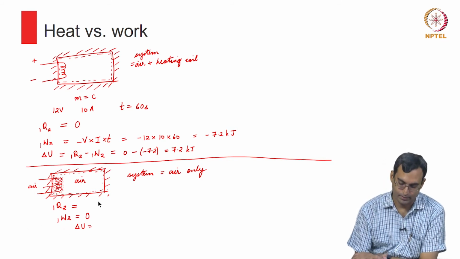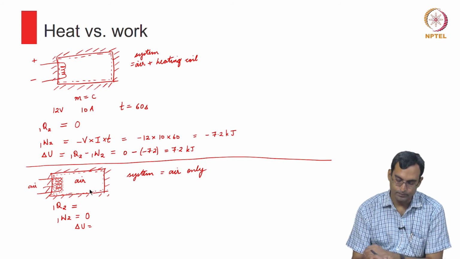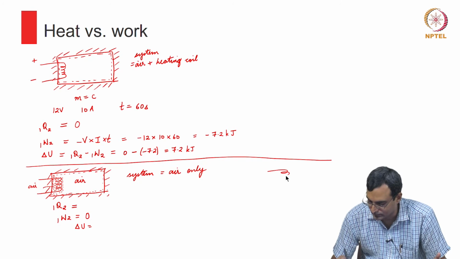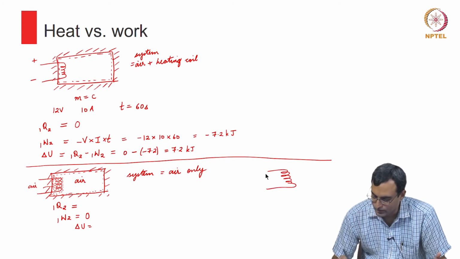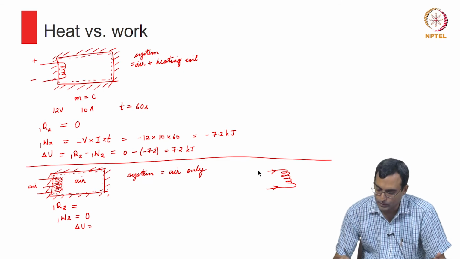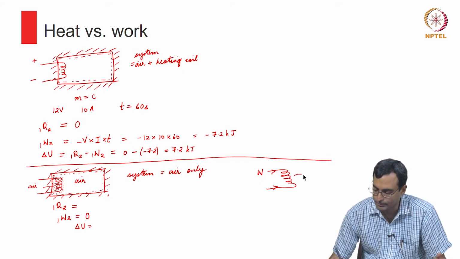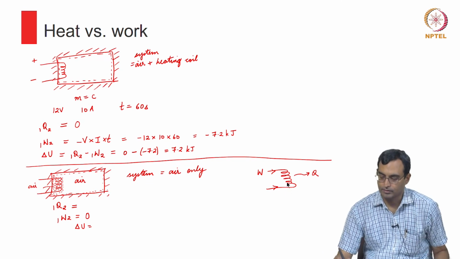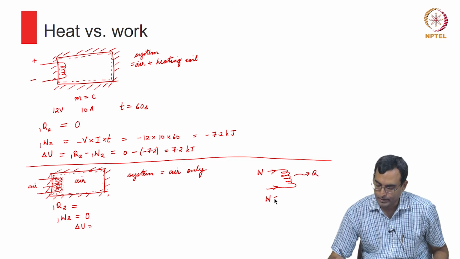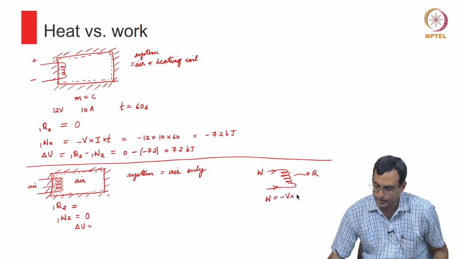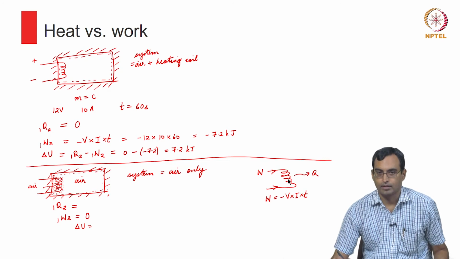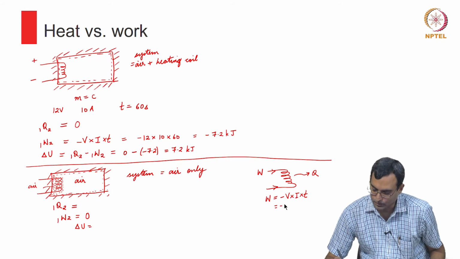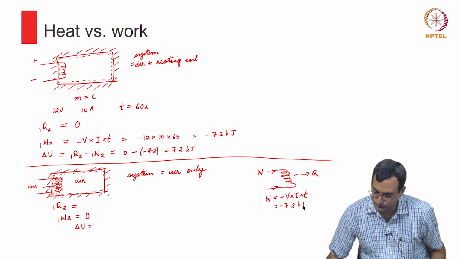So, assuming that everything is in steady state, the amount of heat transferred can be given as follows. If I now consider only the coil, for the coil, there is work being done on the coil, and there is heat being given out by the coil. So, the work interaction for the coil, I can get it as minus of V into I into T, assuming that everything is in steady state, and this value is the same as what we had before, minus 7.2 kilojoule.